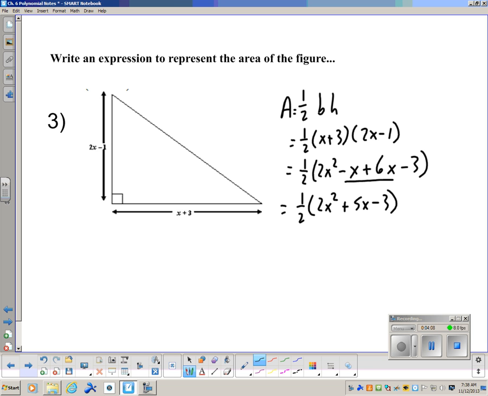And then I'm going to distribute that 1/2 through the parentheses there. So 1/2 times 2x squared is just x squared. 1/2 times 5 there is 5/2, and then x. And then 1/2 times a minus 3 here is just a minus 3/2. So there it is, x squared plus 5/2 x minus 3/2.